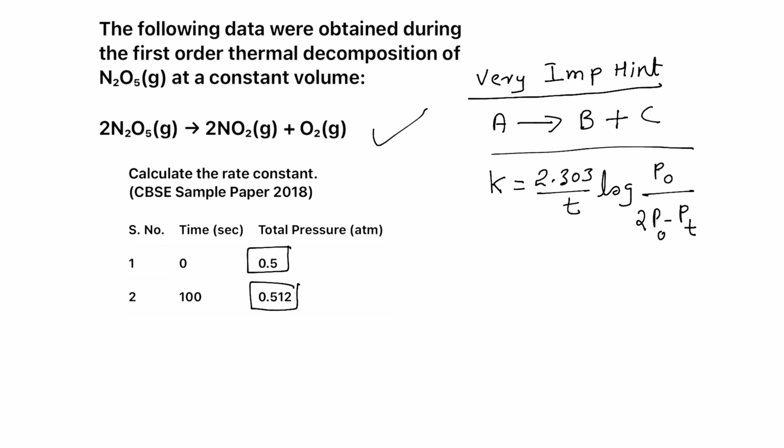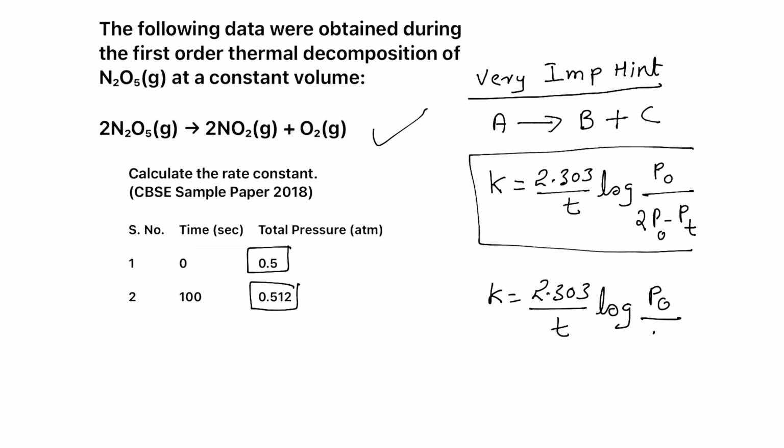You can use this equation only when the coefficients of A, B and C are 1. For example, in this question the coefficients are 2, 2 and 1, so you cannot use this equation. In such cases, for any other type, you can go for this: k equals 2.303 by t log of initial pressure by present pressure. This is standard.